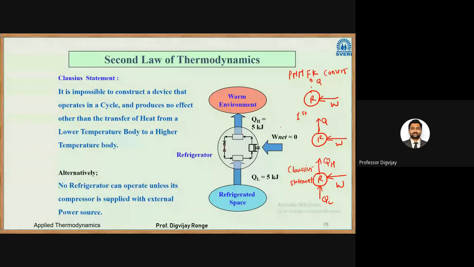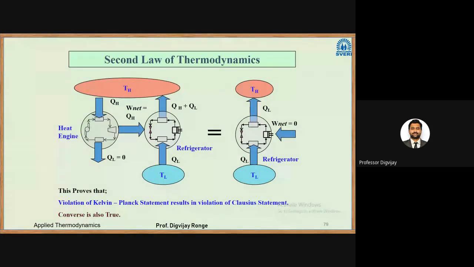Alternately, no refrigerator can operate unless the compressor is supplied with external power. So without a compressor, there can be no refrigerator or heat pump. Now there is a very important derivation that was there in your second year of engineering, the converse.